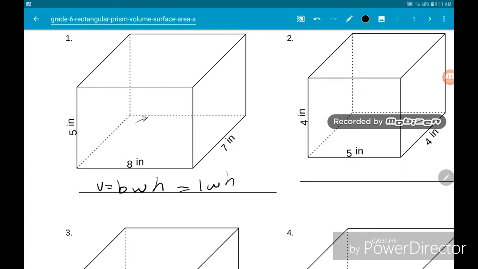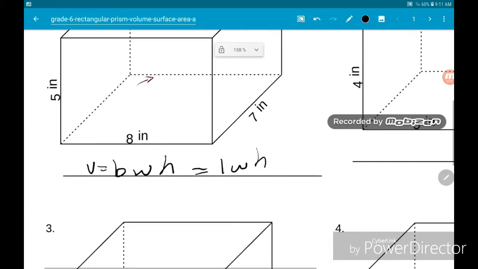Okay, length times width times height. So all we do is plug in the numbers. What is our length? What is our width? What is our height? It's 8 times 7 times 5. We multiply that, that's the volume.